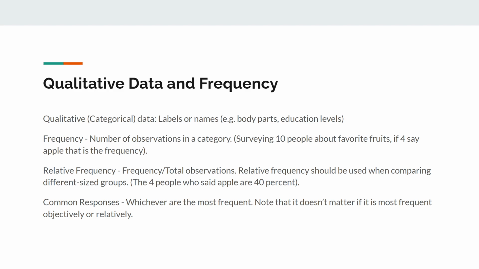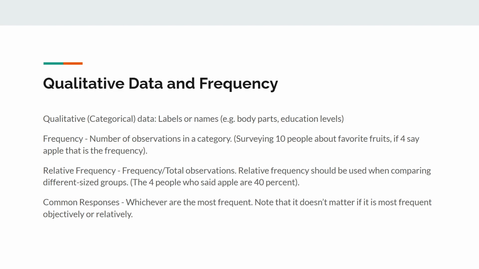So surveying 10 people about favorite fruits. If 4 people say that apples are their favorite fruit, that is the frequency. The frequency of people that chose apple would be 4. But relative frequency is a percentage, or a ratio. So it's calculated by frequency divided by the total observations.